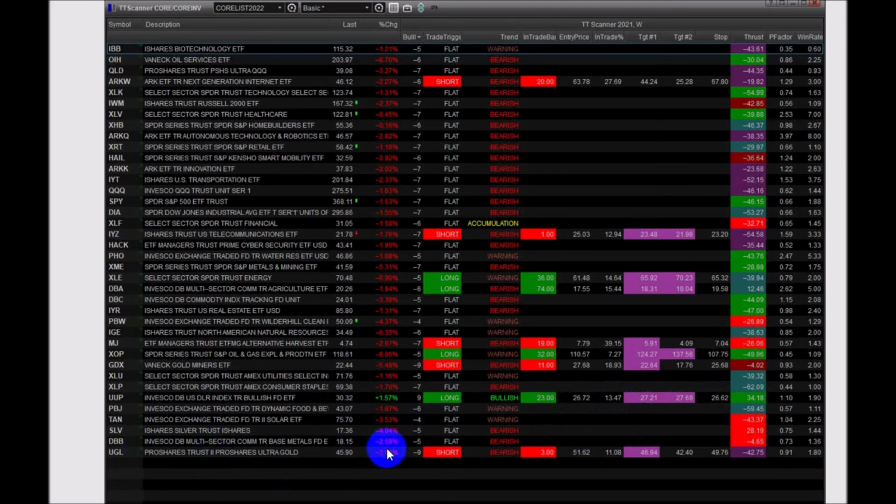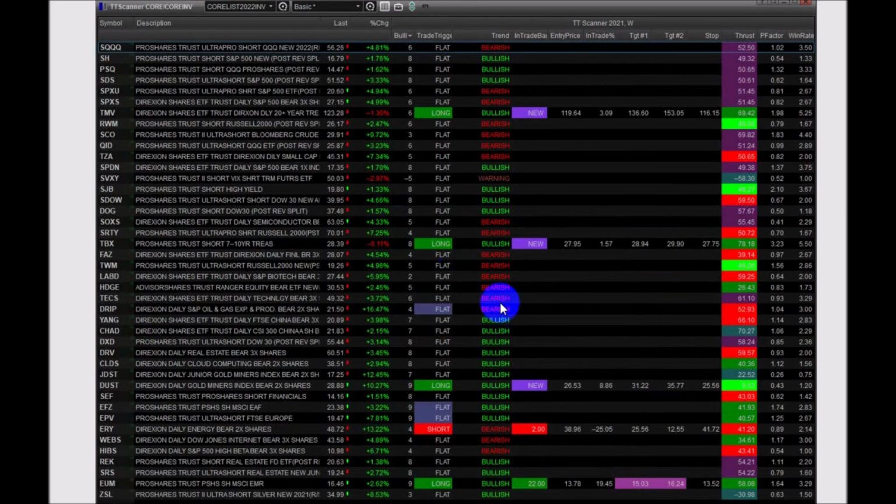And lastly, UGL, short for 3 weeks. We got an 11% profit target. We hit our 11% profit. We hit our first profit target. Our next profit target is only about $3.40 away, roughly. And it is trending downward. So these are really wonderful trades. If you're following these, they become a great resource for you.